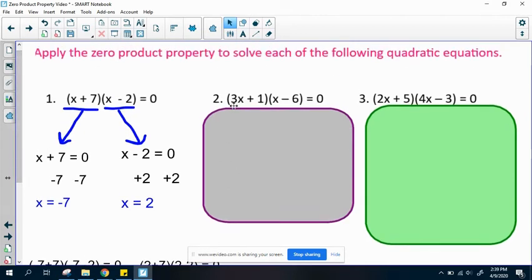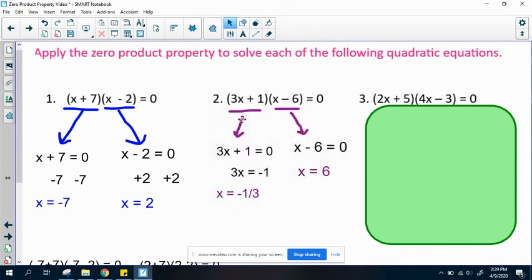Okay. All right. So number 2, it's already factored. So I'm just going to set each of these equal to 0. 3x plus 1 equals 0, and x minus 6 equals 0. So this one's a little more complicated. If I wanted to get x by itself, I actually have to subtract 1 over and then divide by 3. And for this one, I want to just add 6.